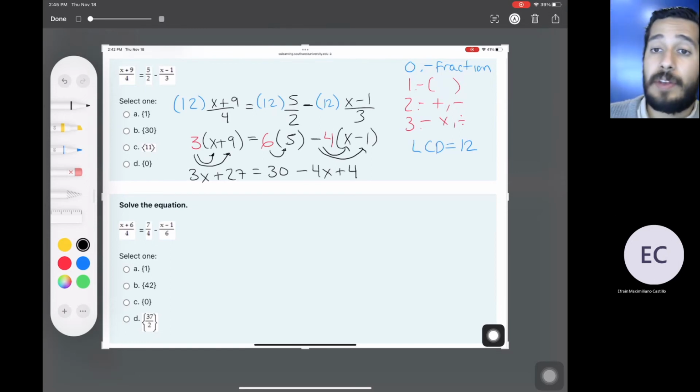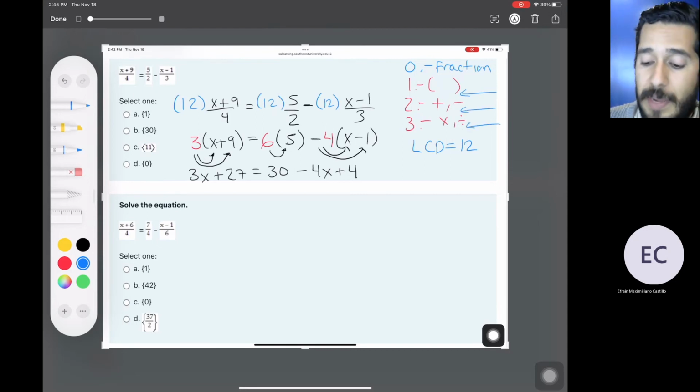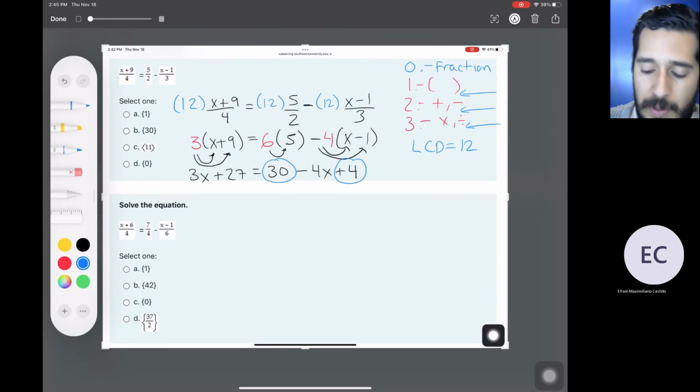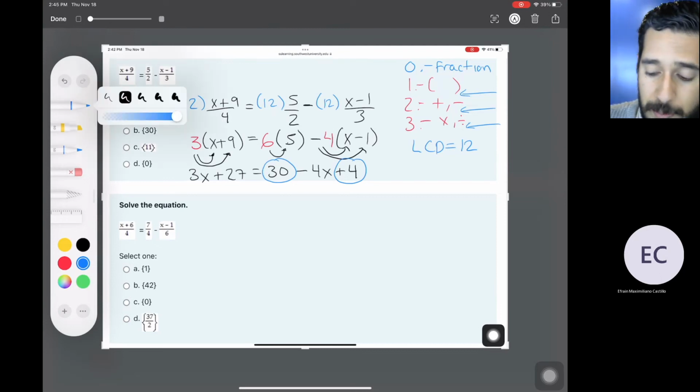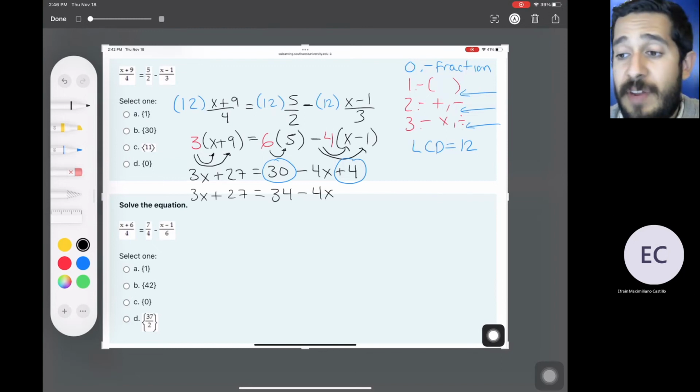Okay, now that I reach this point, I perform one of these steps. I have to combine like terms in between. So on the left side, there's nothing to combine, but on the right side, I can combine 30 and positive 4. So 30 plus 4 is going to be 34. And I don't have anything else to combine on either side.